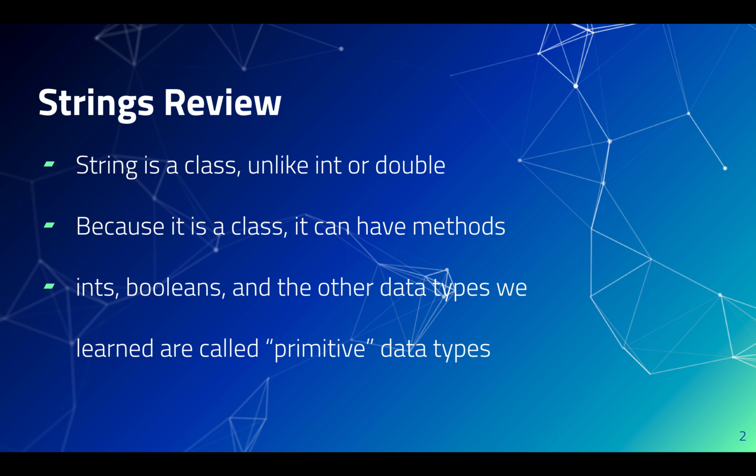So you can call methods on strings and give parameters and get back a return value, but you can't do that for integers or doubles. This is because integers, doubles, booleans, and chars are what we call primitive data types.